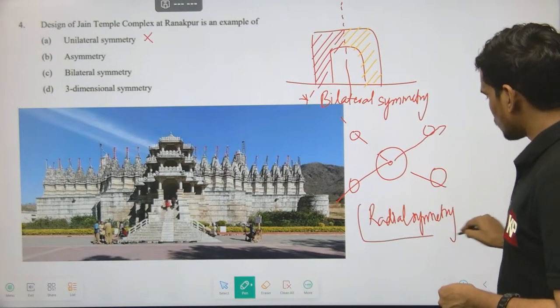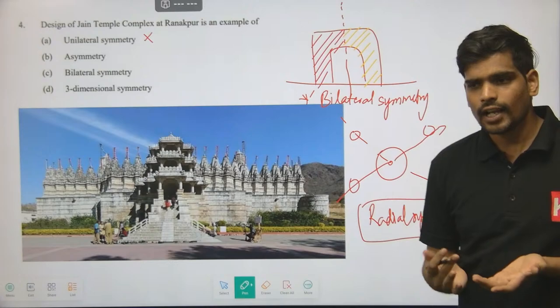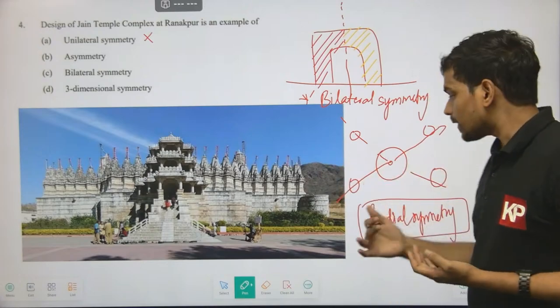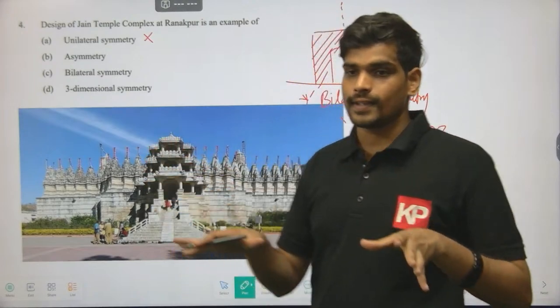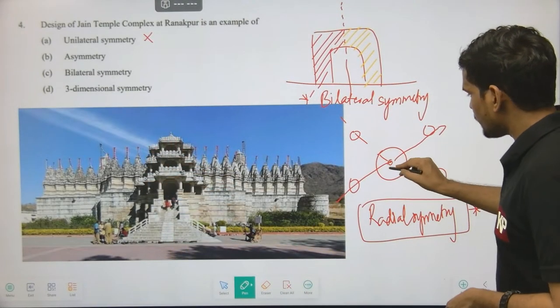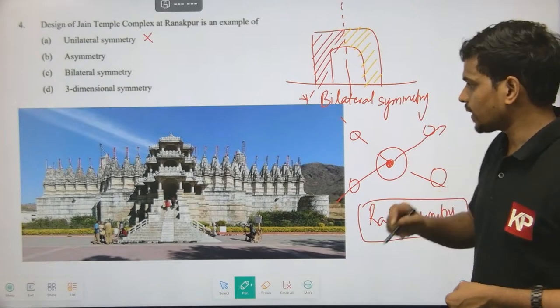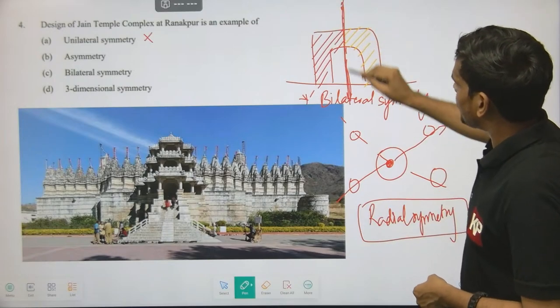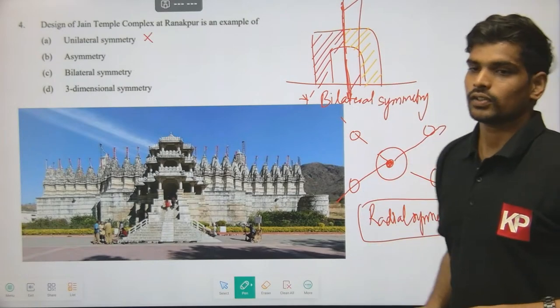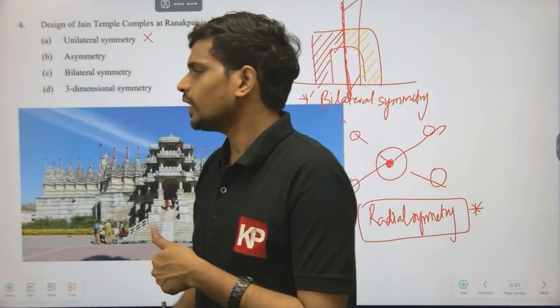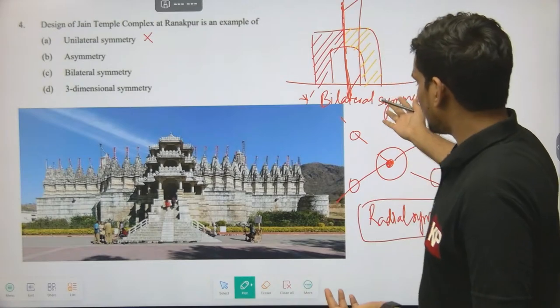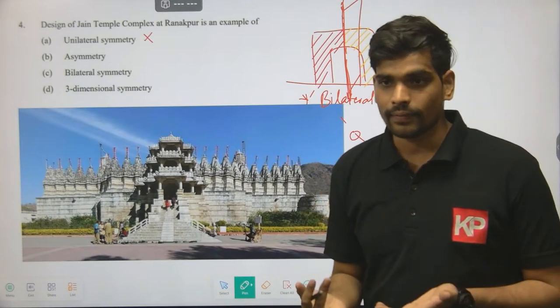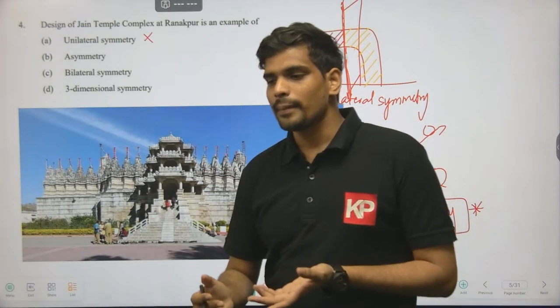Now, the Taj Mahal is not only radially symmetrical, it is bilaterally symmetrical as well. You can cut it into two equal halves, but you also see radial symmetry in it because of the organization of the spaces. So radial symmetry is mainly about a central point, whereas bilateral symmetry is mainly about a central plane. These are the two main types of symmetry. The other option given, three-dimensional symmetry: both bilateral and radial are 3D symmetry, so there's nothing specifically such as three-dimensional or two-dimensional symmetry.